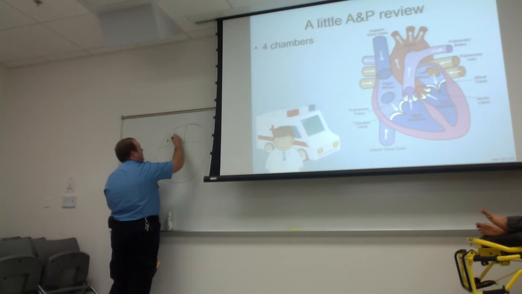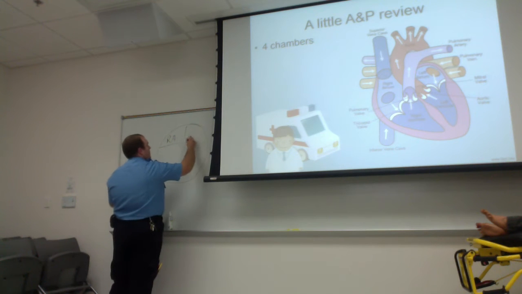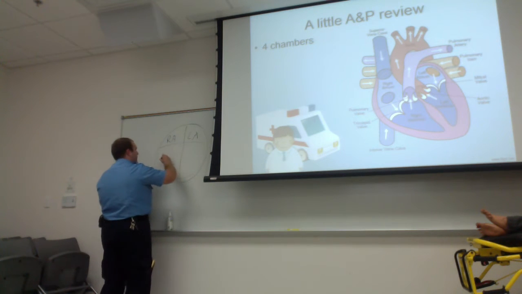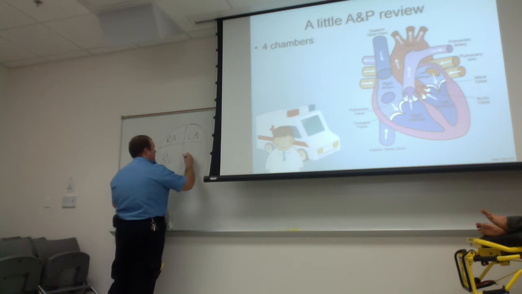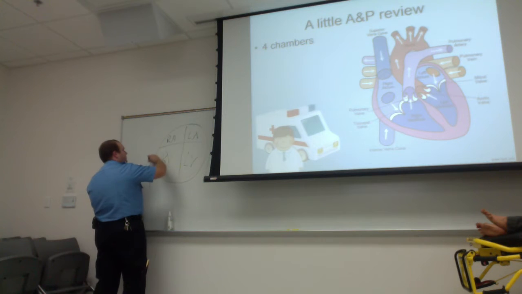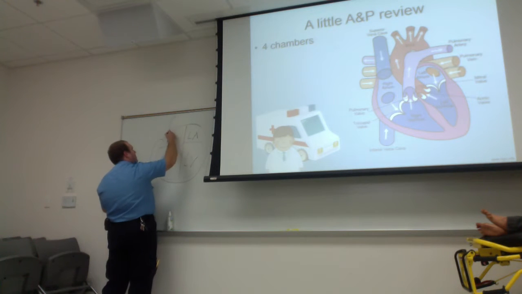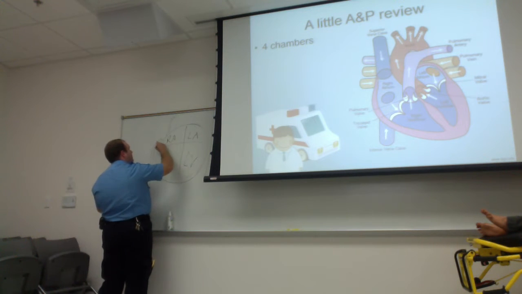You'll have the right atria, because remember, if this is a patient, you're looking at it backwards. Left atria, right ventricle, and then left ventricle. Now the way the blood comes into the heart, first off, you have the vena cava. You have the inferior coming from the bottom, and the superior coming from the top. That's where your blood comes into the right atrium.